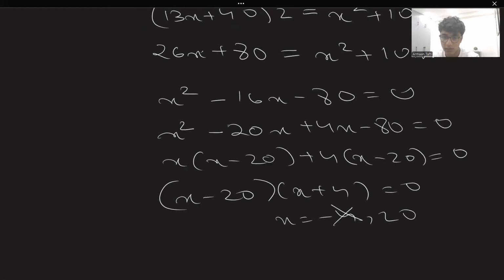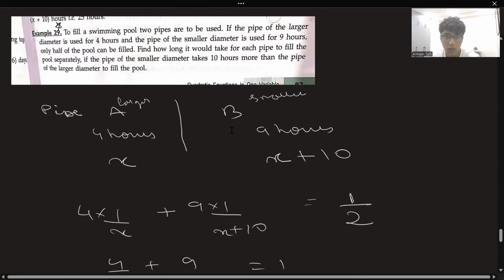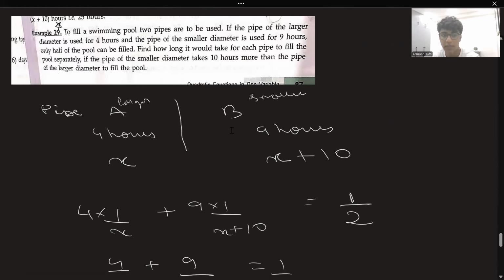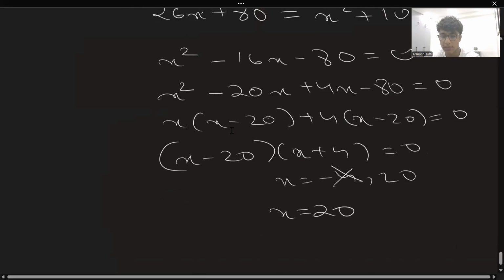And our x is equal to 20. Now, what have they asked us to find? They asked you to find how long would it take each pipe to fill the pool separately. So the larger pipe would take x hours and the other one would take x plus 10.